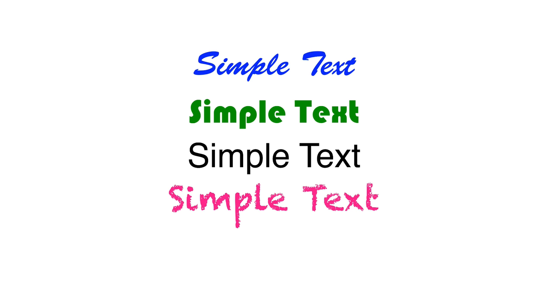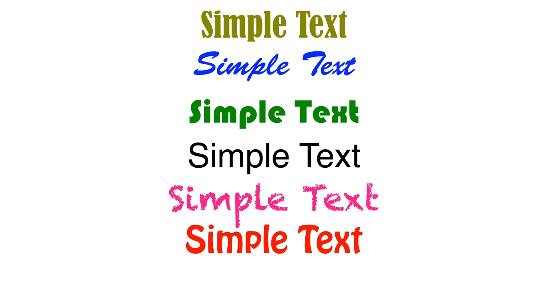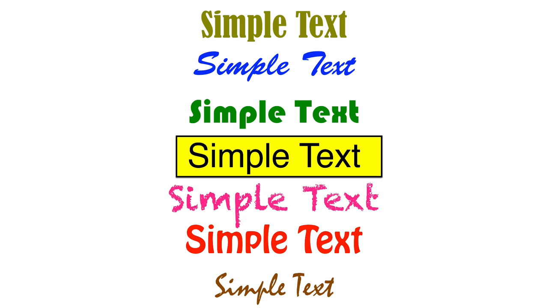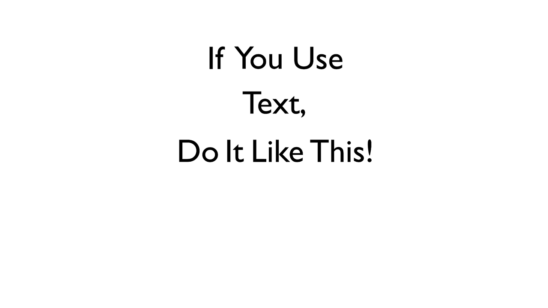Let's talk about text. If you're going to use text, and you're going to have to use some, make it simple. Things like this, different colors and different fonts, those only confuse you. Stay with simple text. Here's 32 point. They say that's the minimum. I like 60 point much better. If you use text, do it like this. That way they can't read ahead of you.